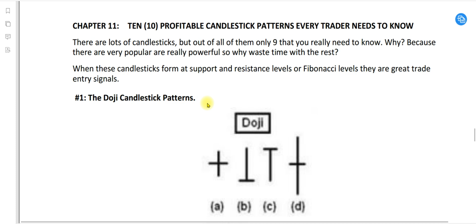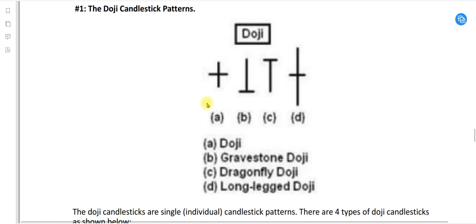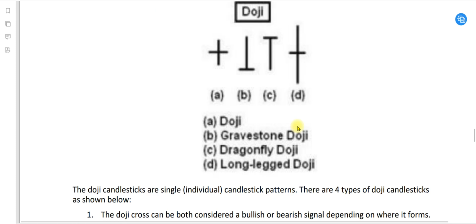The first candlestick pattern we'll be looking at is the Doji candlestick pattern. The Doji candlestick pattern is categorized into four different types. We have the Doji, the normal one, then we have the gravestone Doji that actually looks like a gravestone, the dragonfly, and the long-legged Doji. These four Doji patterns signify different things at different zones wherever we find them.